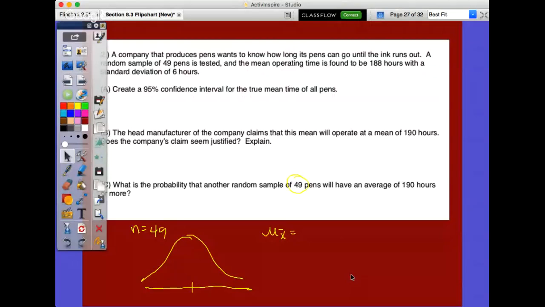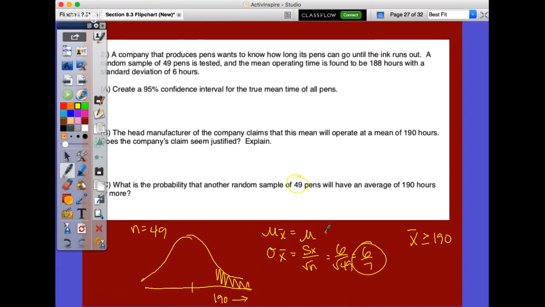So as we look at this, mu of x bar is equal to my mu, right? The reason why we're looking at this is we're looking at what is the probability that another random sample will have an average of 190 hours more. We're basically asking for where's x bar greater than or equal to 190 using a normal distribution, right? So it's basically 190 or greater than, right? The standard error would be like the sigma of x bar, which would be s of x over the square root of n. So this would be 6 over the square root of 49, or 6/7, right? That would be the standard deviation.